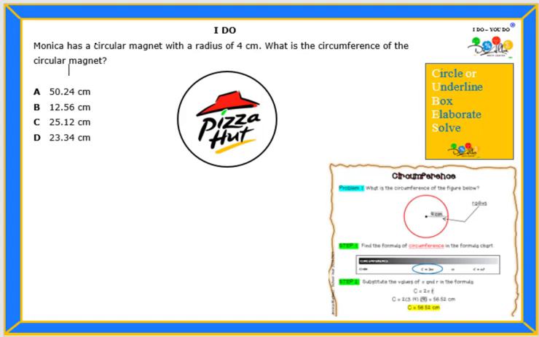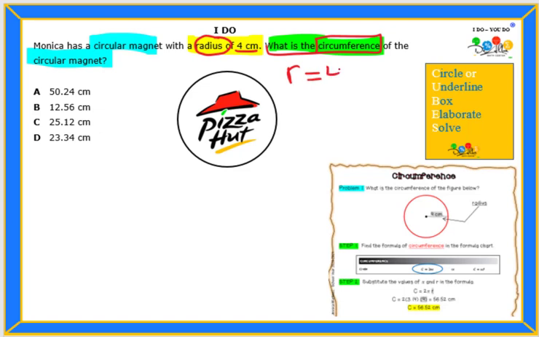Monica has a circular magnet with a radius of 4 centimeters. What is the circumference of the circular magnet? So our question is asking for the circumference. And they gave us the radius of 4 centimeters. So since we have the radius, we have r equals 4.